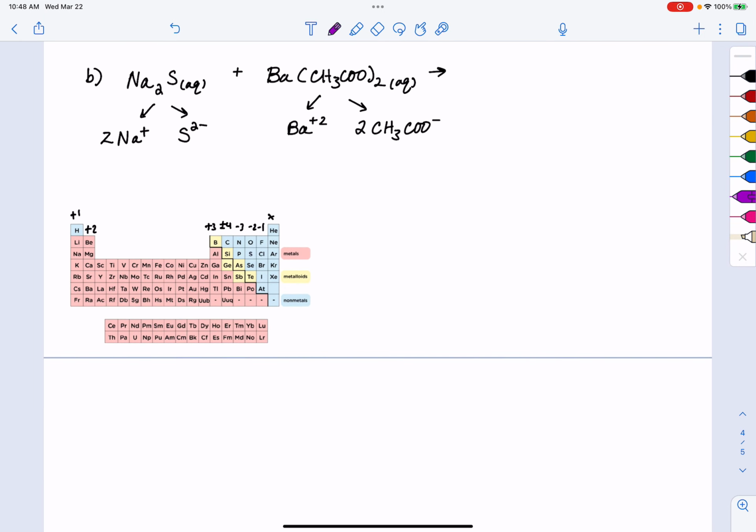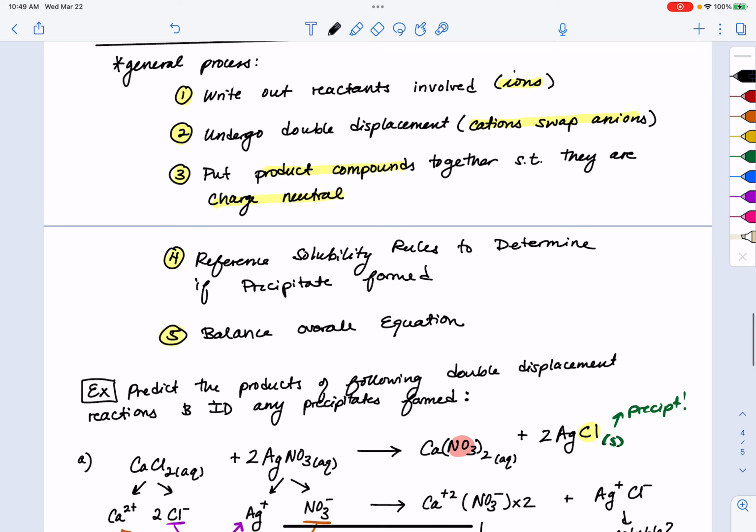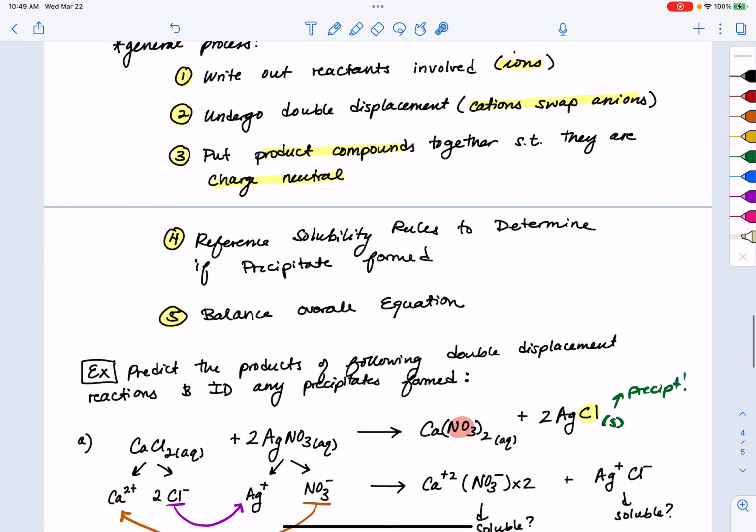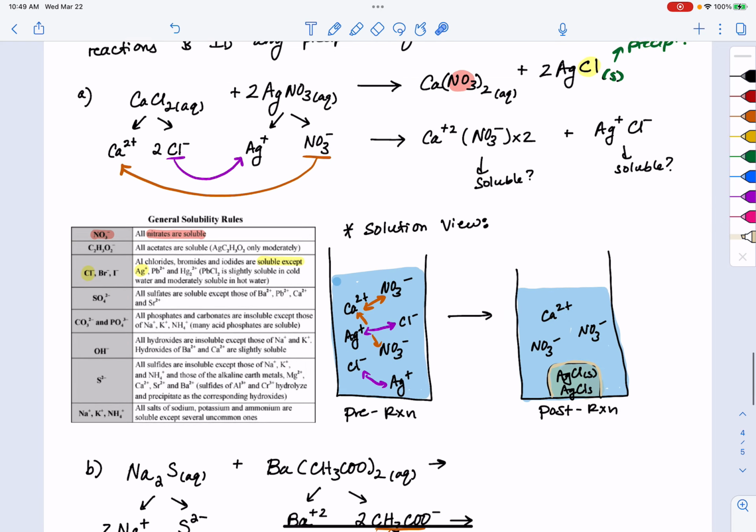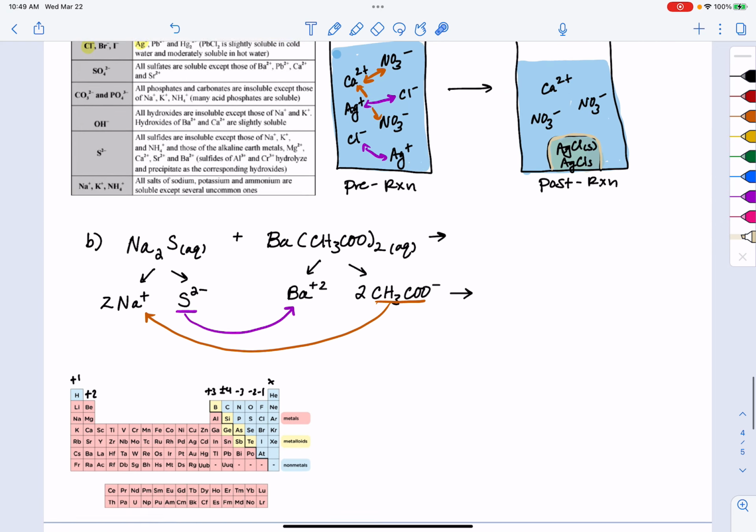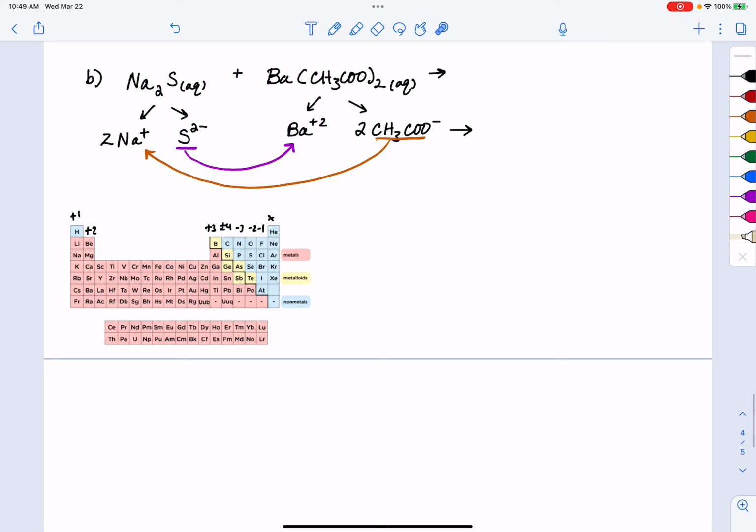Okay, so I'm going to have the sulfide anion now become associated with the barium cation. And then I'm going to have the acetate anion now associated with the sodium cation. So let's figure out how we can put these ions together and do step 3, which is to make our product compounds such that they are charge neutral. So we're trying to figure out our subscript balancing first before we move on to balancing everything else next.